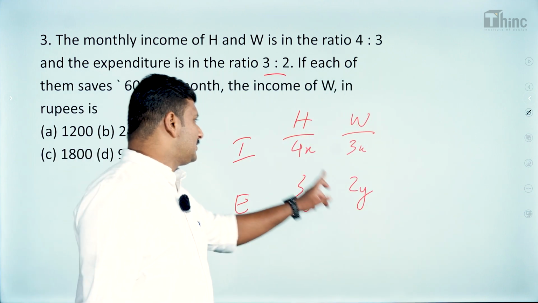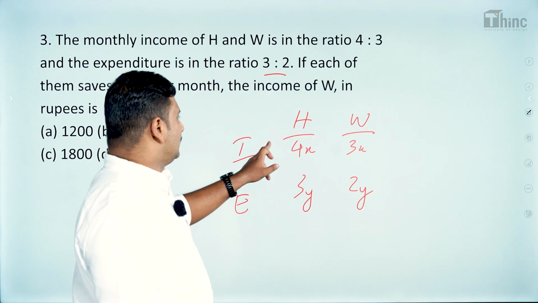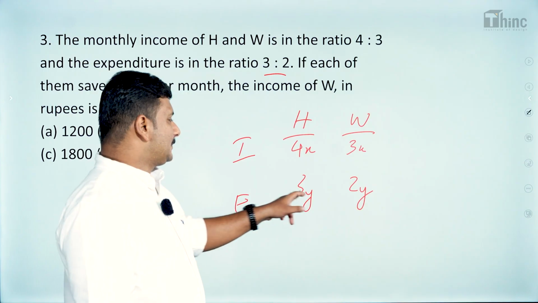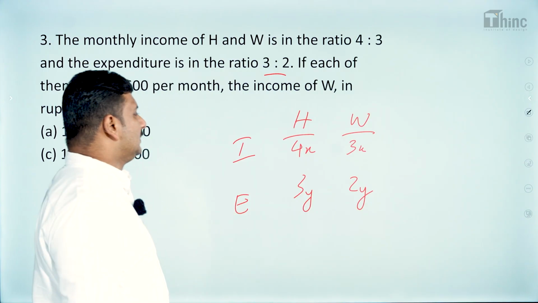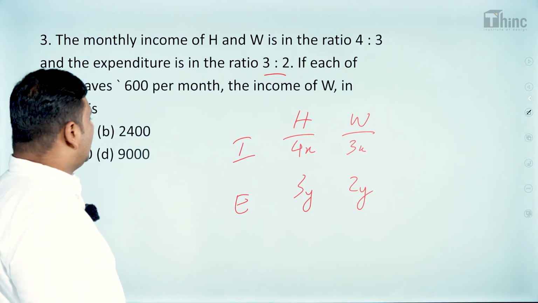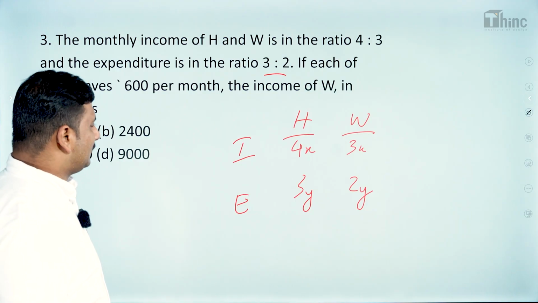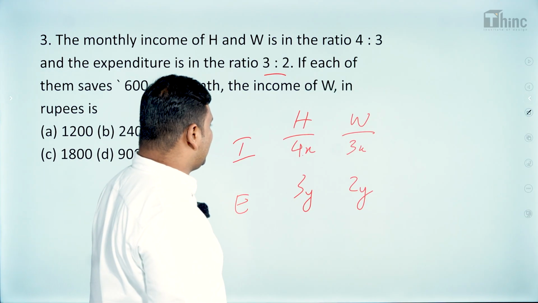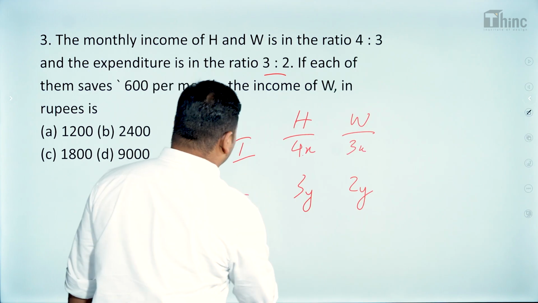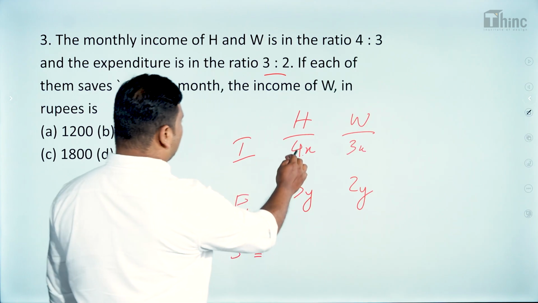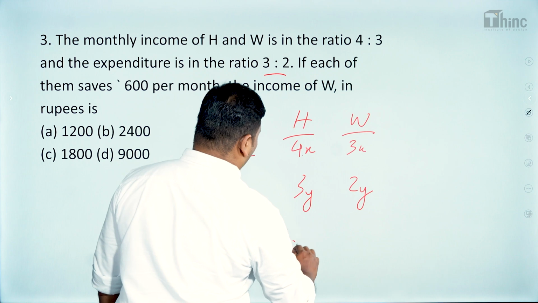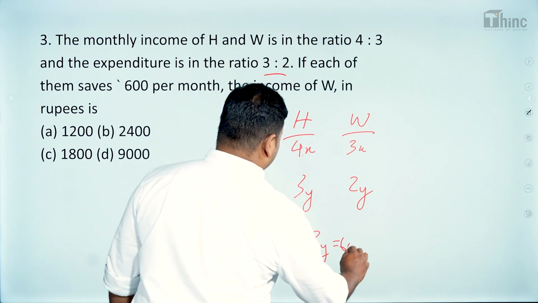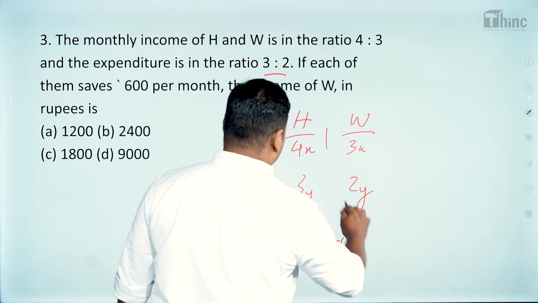So incomes are in this ratio, like 4x and 3x for each person, and expenditure is like 3y and 2y for each person, since they are in the ratio of 3:2. And each of them saves 600. What is the meaning of that? So this is H's income, this is H's expenditure. We know that saving is income minus expenditure, right? So what is income minus expenditure for H? It is 4x minus 3y, and that is 600. That is what is given in the question.